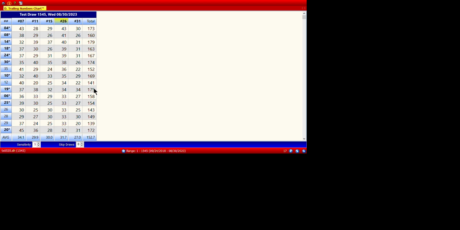And then you write how many times they occurred, and this is after the number 26. These are the top 5 numbers that have shown up in the following drawing after the number 26 was a winning number. Okay, so we got 43, 41, 40, 39, 39.